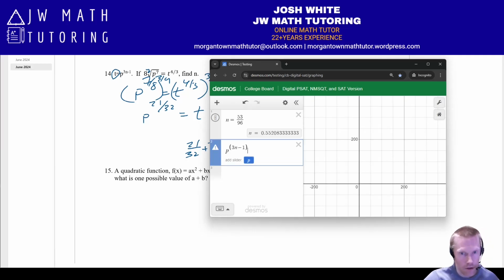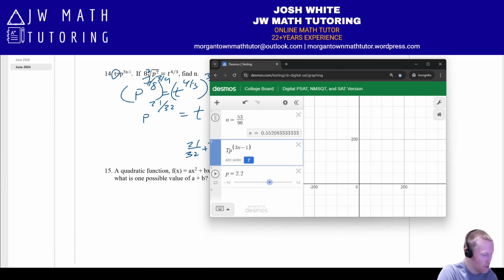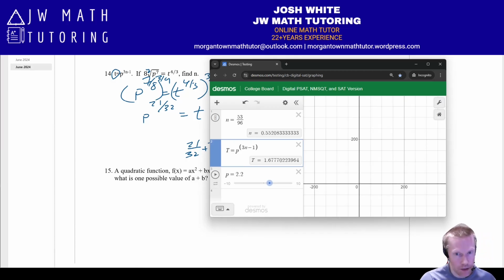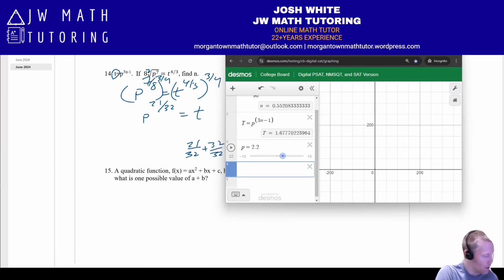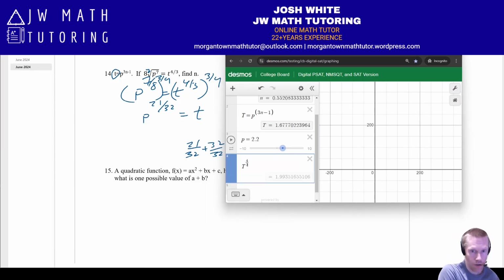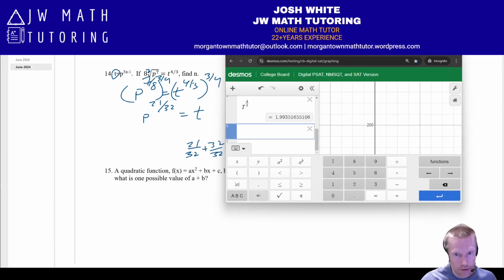There we go. Let's add a slider for p. We'll just pick whatever number. Okay, so that is equal to t. I'm just going to use capital T, but whatever. Now we want to check, if we do capital T to the 4/3, we get this number. Is that number also equal to the 8th root of t to the 7th?